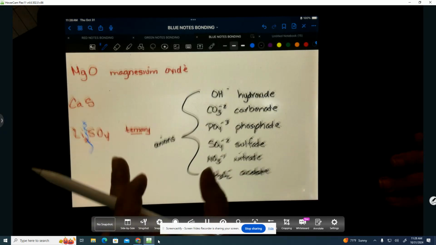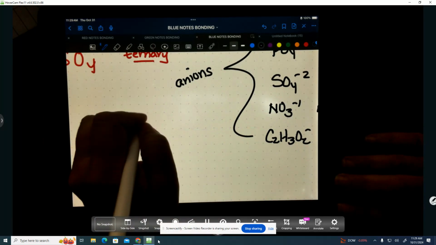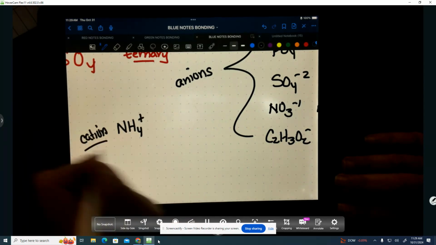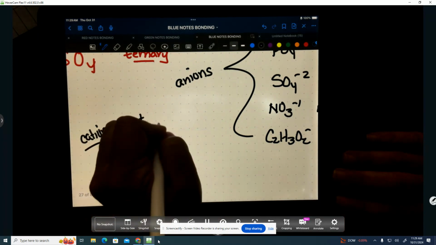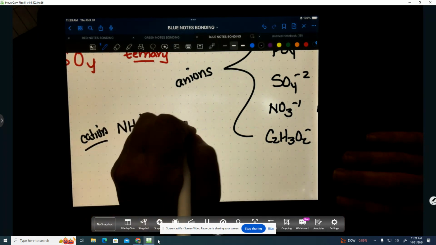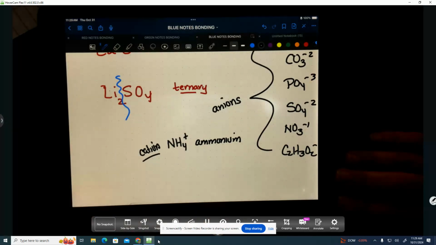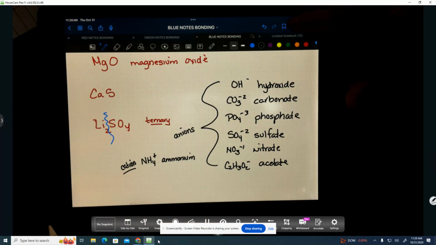There is one positive polyatomic ion, NH4+, which is a cation that could also be part of a compound, and that's ammonium. These are on table E. Okay? The problem is you're not going to know when to look on table E, so recognizing them helps.